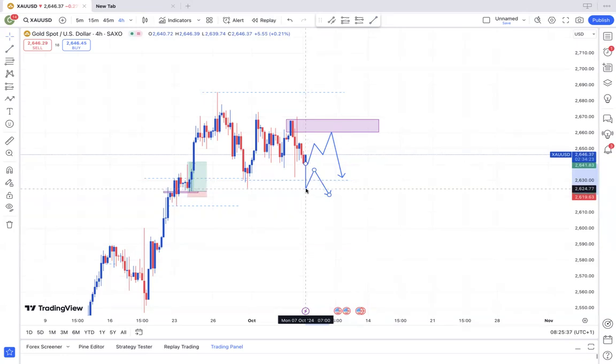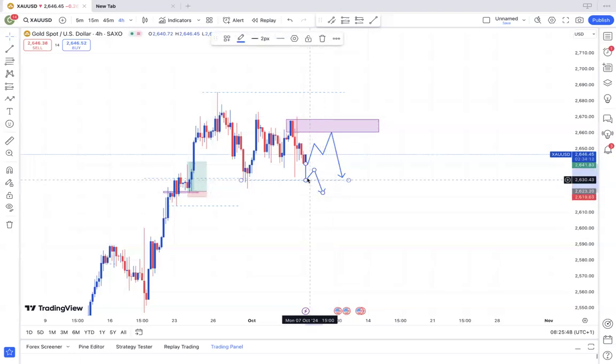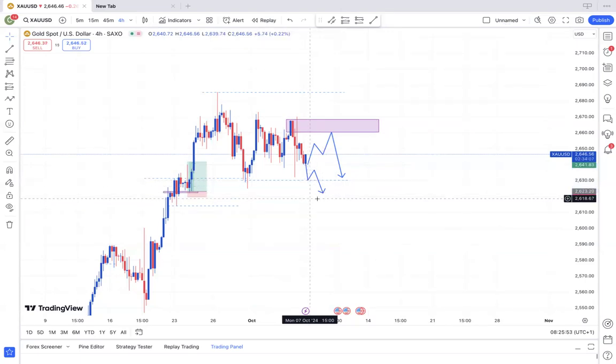Hold on, two things. So for me, that will be my two solid trades for XAUUSD. Now, why am I saying that? Now, pay attention to this.